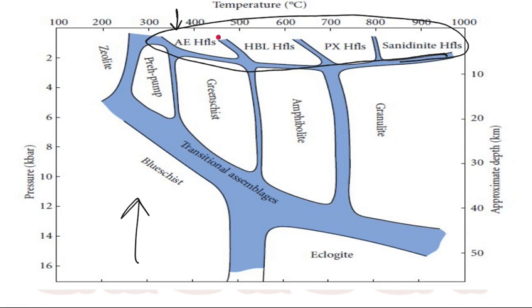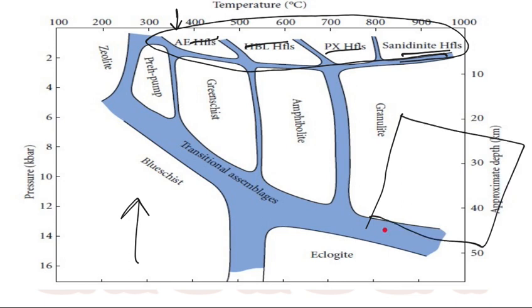So albite epidote hornfels is the low contact series, then hornblende hornfels, pyroxene hornfels, sanidinite hornfels. Can you say this is the country rock, and this is the intrusion? Which facies will take place in the region closest to the intrusion, and which will take place farthest from the intrusion?